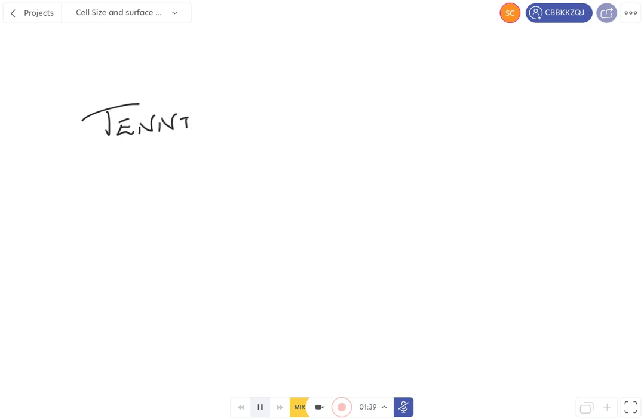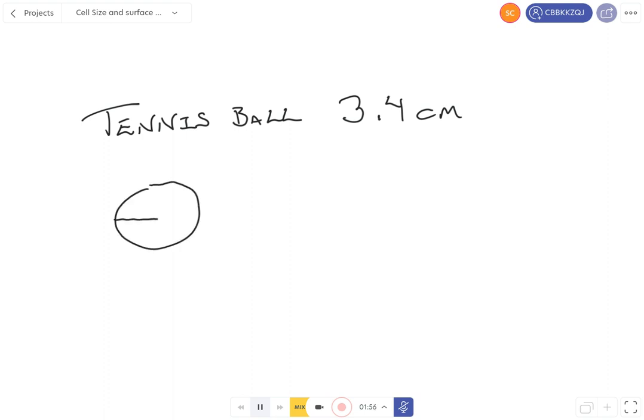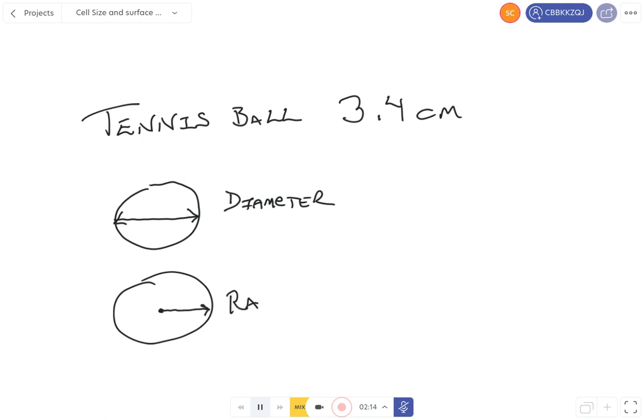For this example, we're going to use the tennis ball, which is just in the middle of all 5 objects. The tennis ball had a radius of 3.4 centimeters. We look at a ball, all the way across would be the diameter. But that's not what we want. We want half of that. We want the radius. And so for whatever you get for the diameter, you just divide that by 2.